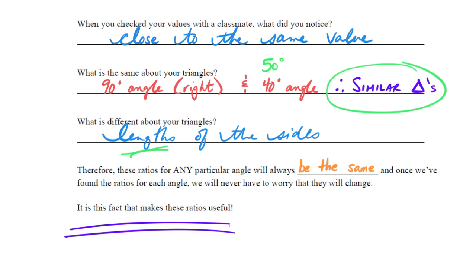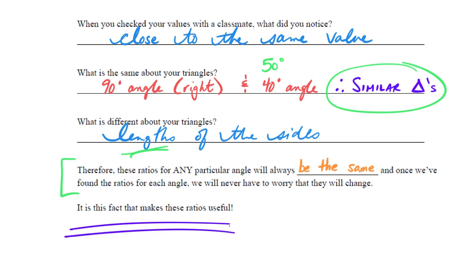So maybe we had somebody who drew their triangle and somebody else roughly drew a triangle, double it. All the side lengths were roughly doubled. Again, not exactly. That would be freakish. But what we have are side lengths that are proportional. And so what that means then, if you look at that next blurb, therefore, those ratios for any particular angle are always going to be the same.